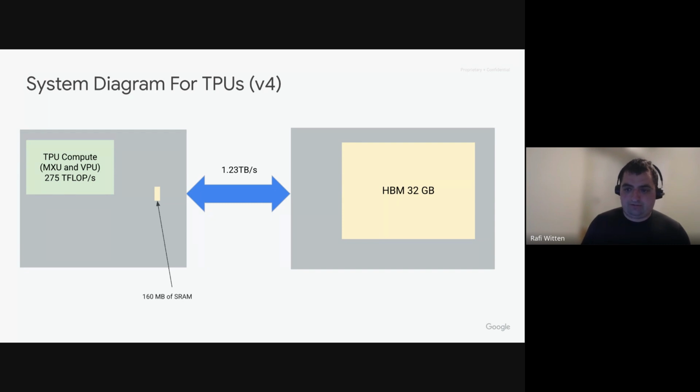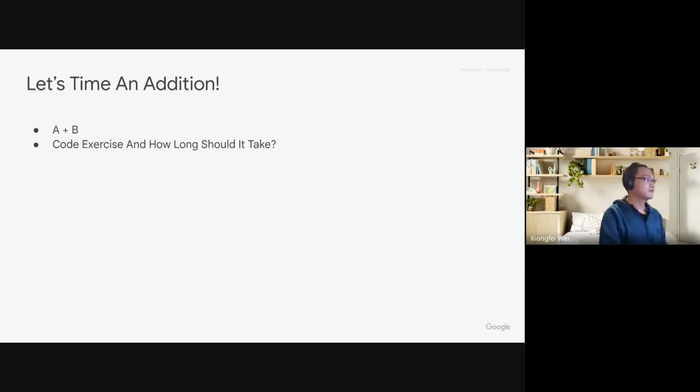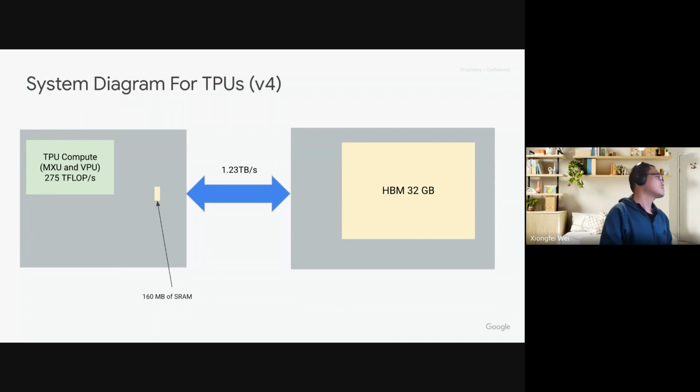So let's start by working out a simple puzzle. How long should it take to add A plus B? Hi, Rafi. I have a question. Can you go back to the previous slide? Yes. So the SRAM you mentioned is on the chip, right? And there's HBM as a separate place. If there's RAM on the chip, why do we need the HBM?